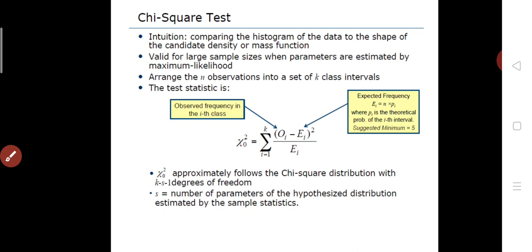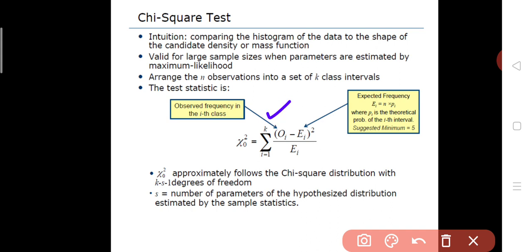For the chi-square test, we already know the test statistic equation, which is given below. That is chi-square equals the sum from i equal to 1 to k of (Oi minus Ei) squared divided by Ei. Here k is the number of class intervals, Oi is the observed frequency in the ith class, and Ei is the expected frequency in the ith class. Ei is calculated by n times pi, where pi is the theoretical probability value of the ith interval.